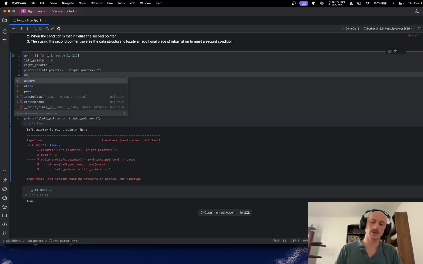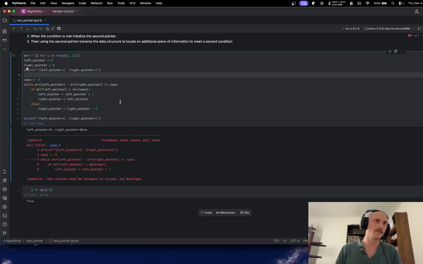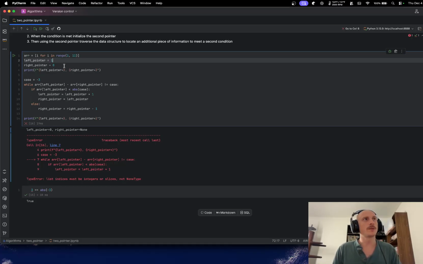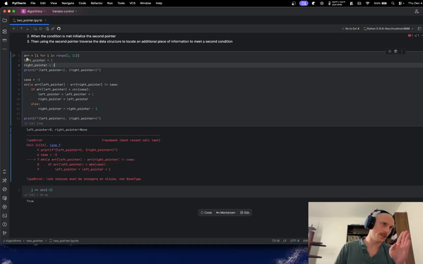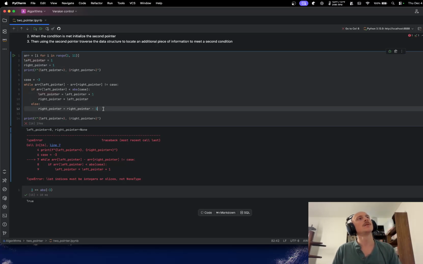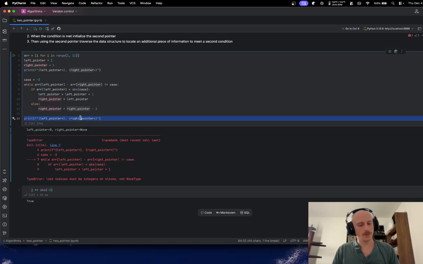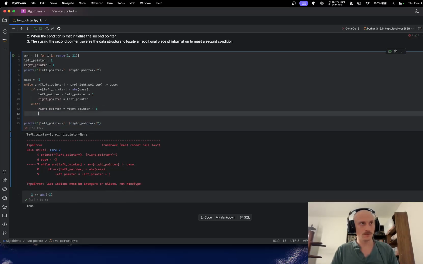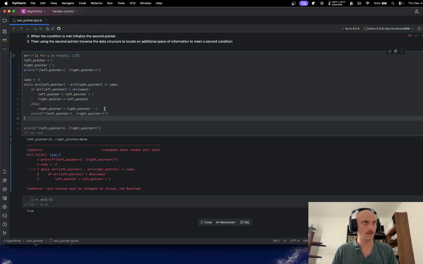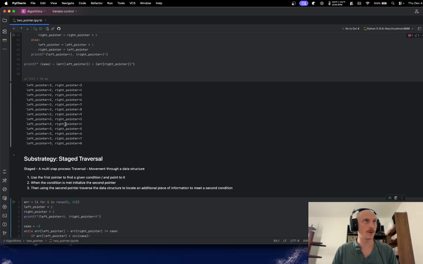Okay, so what is a better way of initializing this? You know what? We're going to start with right pointer at index number 1, because if I had left them both at 0, they would actually end up breaking the case before right pointer actually did anything. So we're going to do this. And then we're going to actually grab our case.